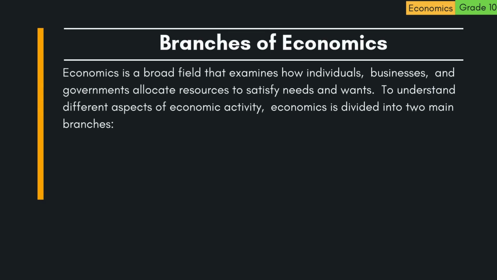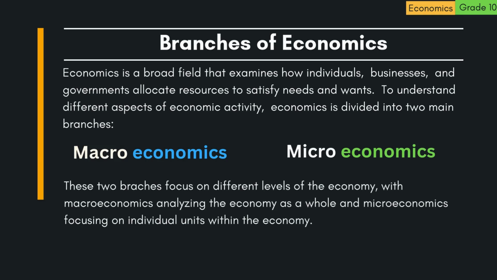Branches of economics. Economics is a broad field that examines how individuals, businesses, and governments allocate resources to satisfy needs and wants. To understand different aspects of economic activity, economics is divided into two main branches: macroeconomics and microeconomics. These two branches focus on different levels of the economy, with macroeconomics analyzing the economy as a whole and microeconomics focusing on individual units within the economy.